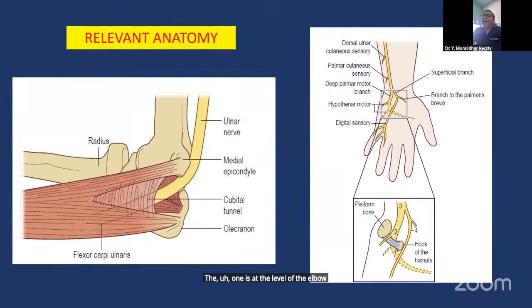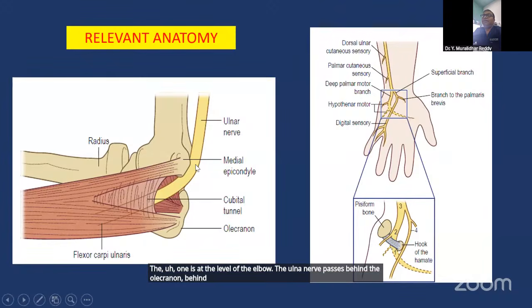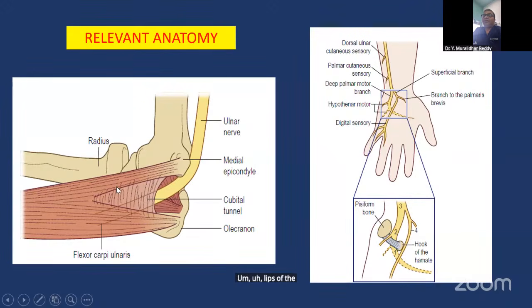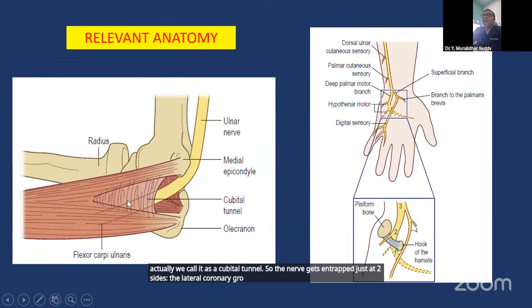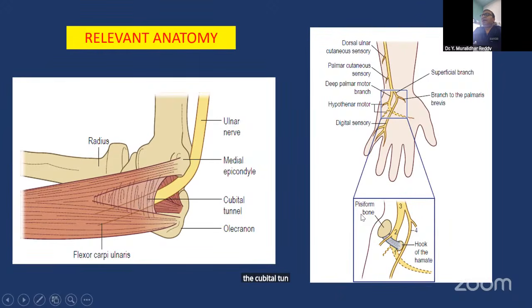The ulnar nerve passes behind the olecranon, behind the medial epicondyle, which is called the retrocondylar groove, and from there it exits and enters the humero-ulnar arcade, which is a fascia between the two lips of the flexor carpi ulnaris, and this is what we call the cubital tunnel. So the nerve gets entrapped at two sites, the retrocondylar groove and the cubital tunnel.